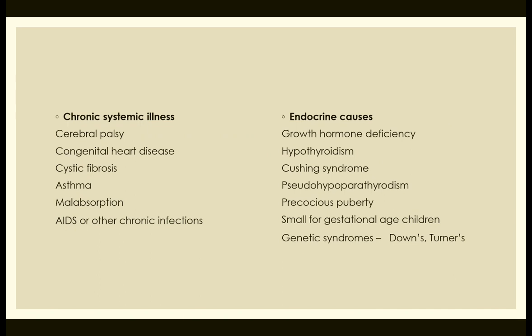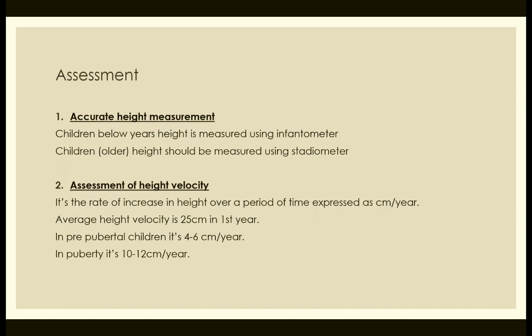Cerebral palsy, congenital heart disease, cystic fibrosis, asthma, malabsorption, AIDS and other chronic infections come under chronic systemic illness. Endocrinal causes like growth hormone deficiency, hypothyroidism, Cushing syndrome, pseudohypoparathyroidism, precocious puberty, small for gestational age, and genetic syndromes like Down syndrome and Turner syndrome are the etiologies.